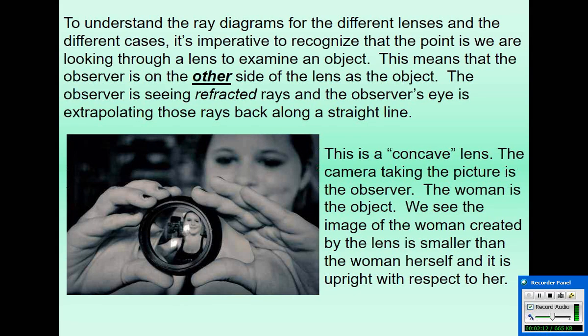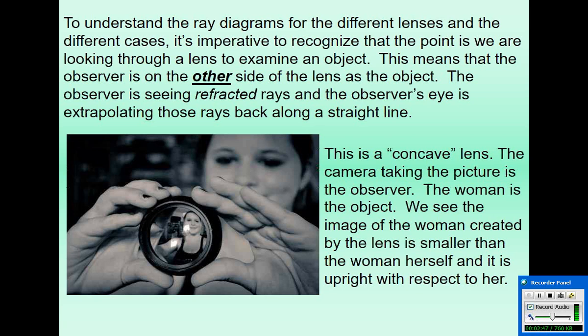We see an example here of a concave lens, which is a type of diverging lens. And as you look through the lens, you see the image of the woman holding it, and the image of the woman holding it appears on the other side of the lens relative to the camera taking the picture. The camera is the observer, and the woman is the object. They are on opposite sides of the lens itself. So keep in mind, object on one side, observer on the other.